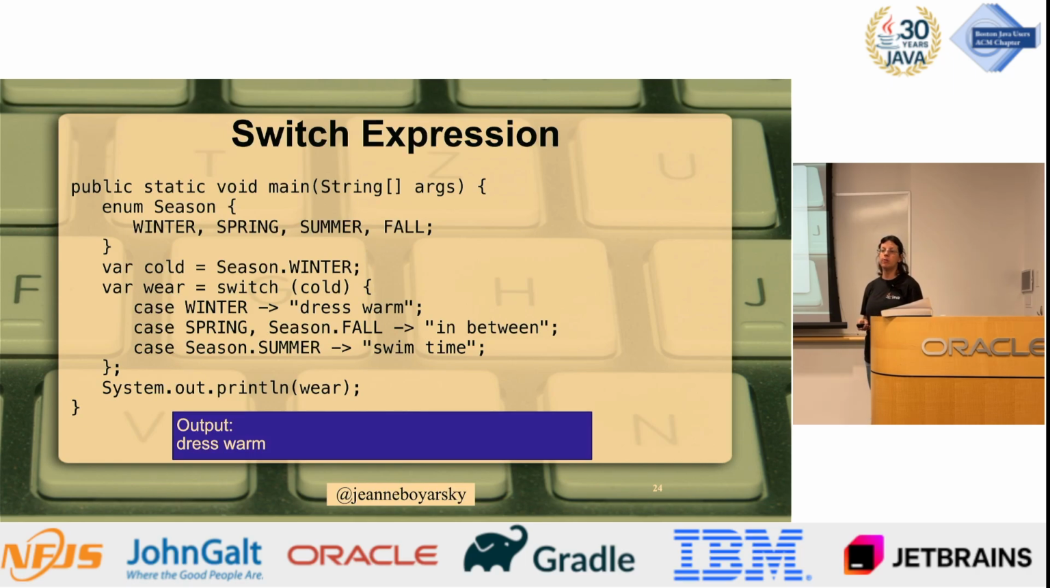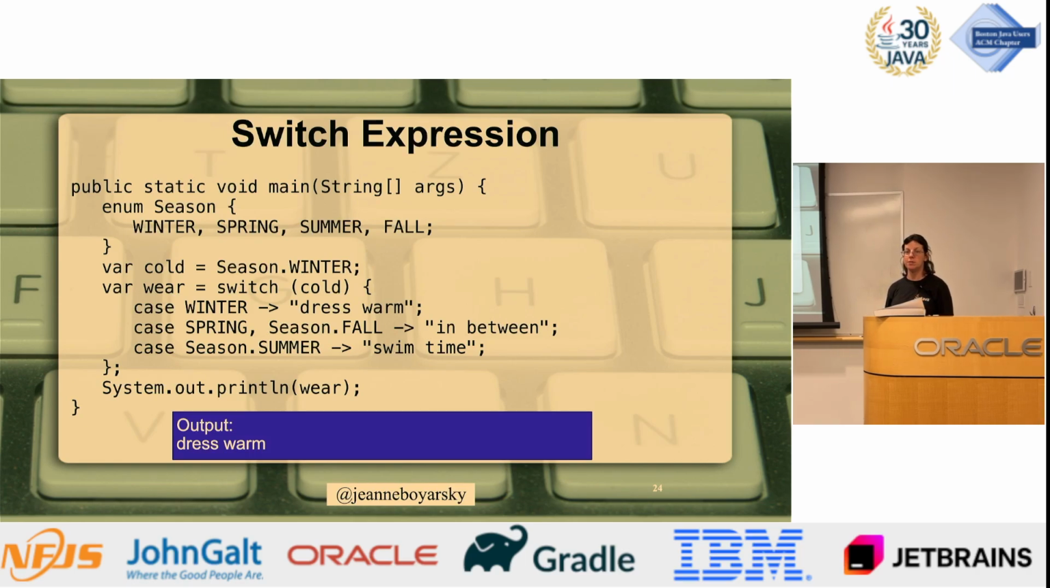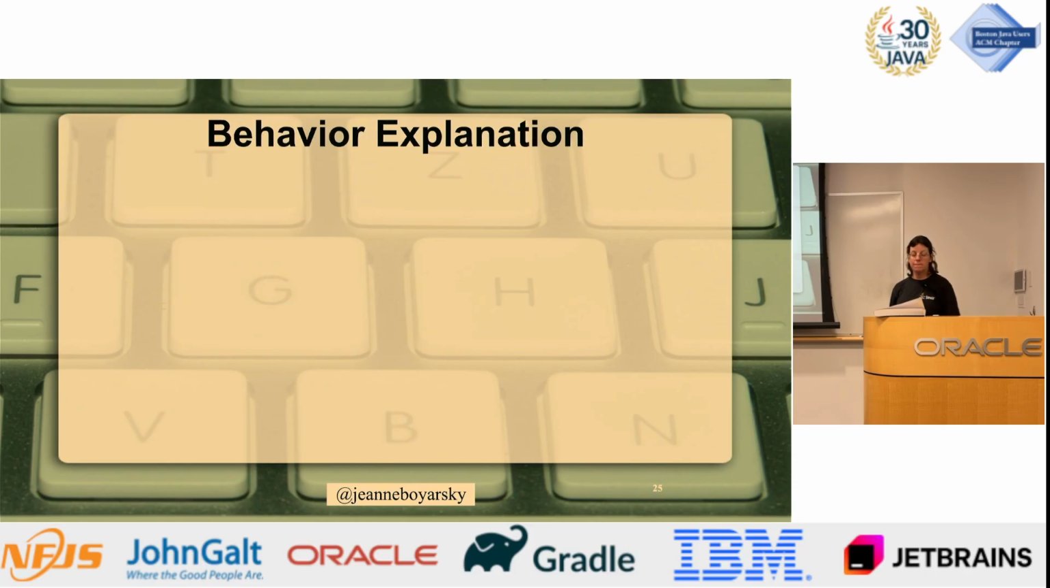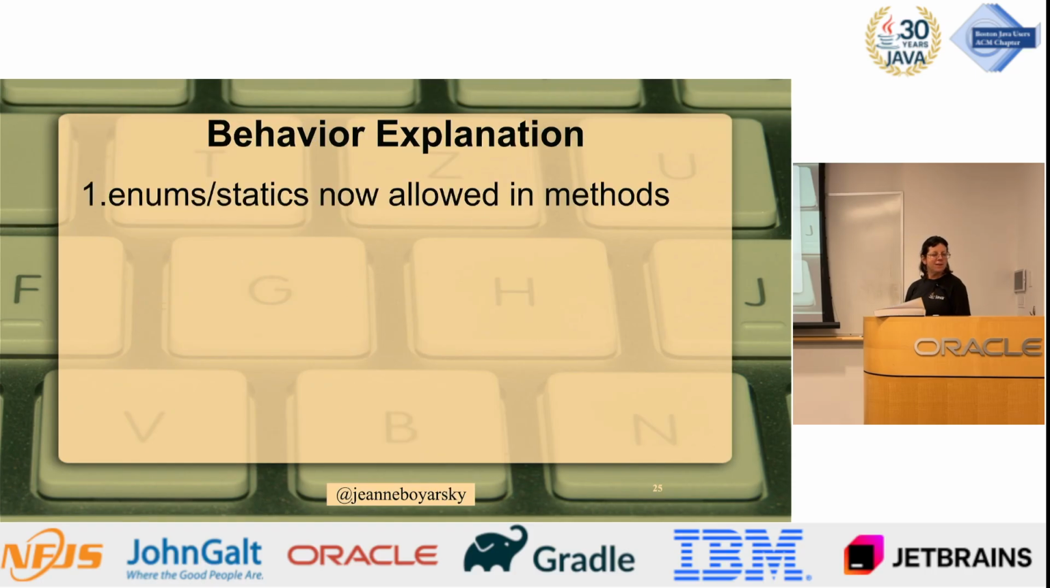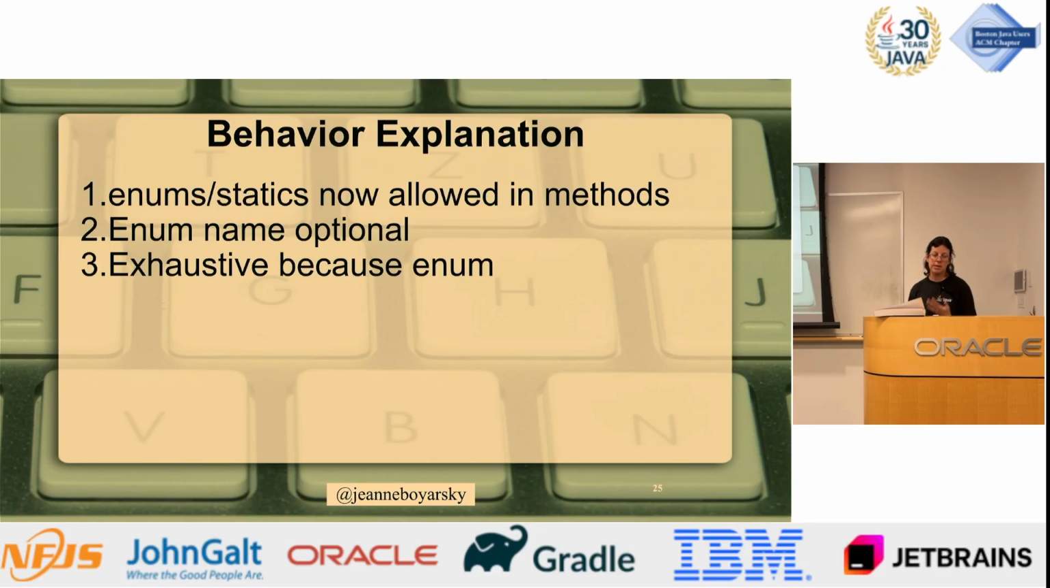Or if you're in California, you could add the fire season because that is totally a season. Or mud. Yeah, they have a lot of seasons. So enums and statics are now allowed inside methods. That didn't used to be true. That was added as a side effect of some new features. The enum name is optional, and it's exhaustive because it's an enum.